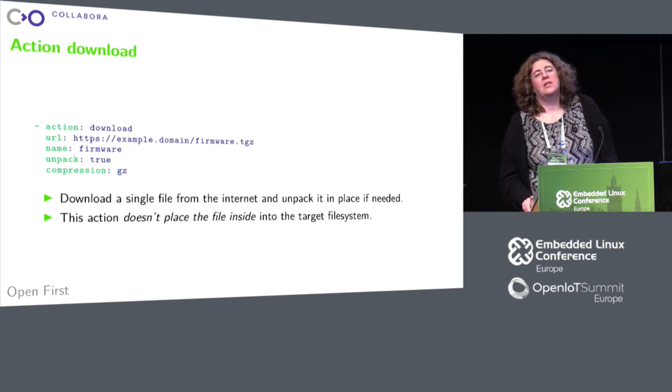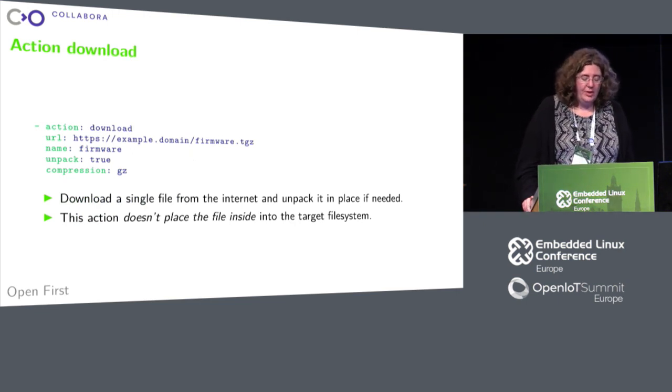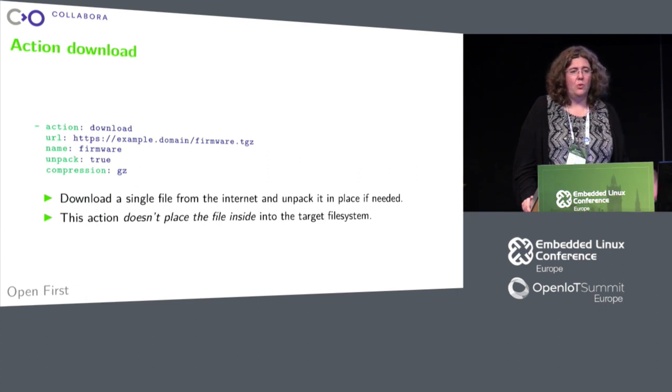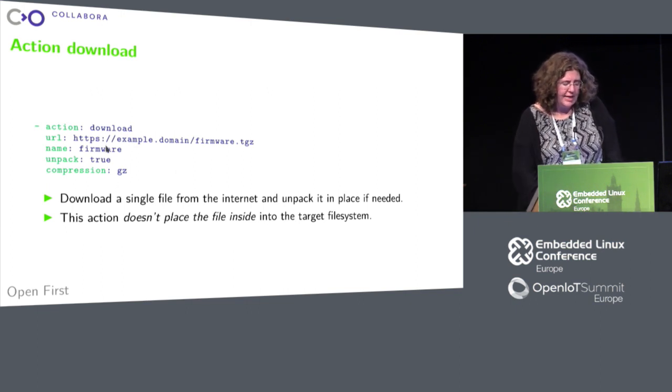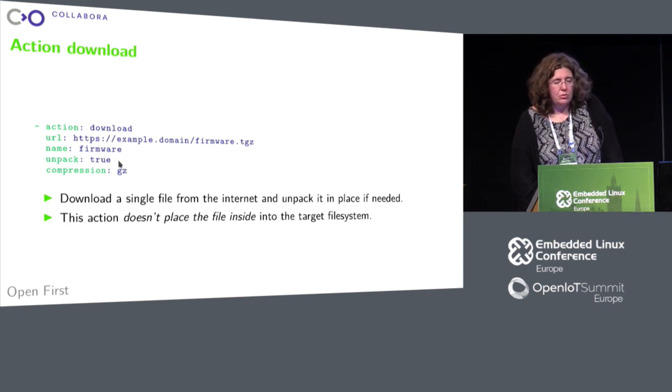So, download. Obviously, when we are building images, often we want to download files, maybe from the intranet or from another place. There is a command for doing that and also integrating them in the system. For example, here I am downloading a tarball of firmware, and I am telling Debos that it will be available with the name firmware. Also, there are two options: unpack, because especially if we download a few files they will be compressed, and the type of compression we are using.